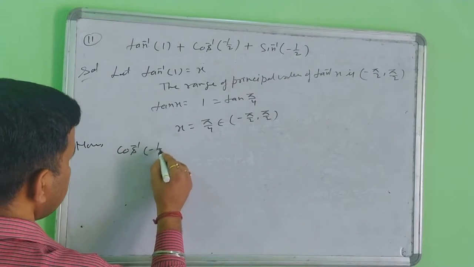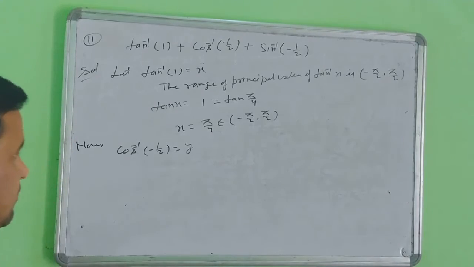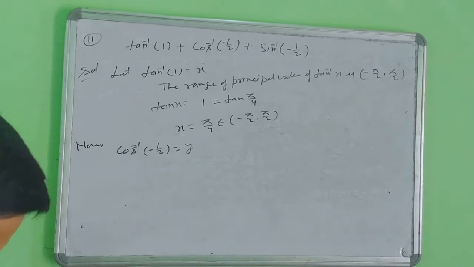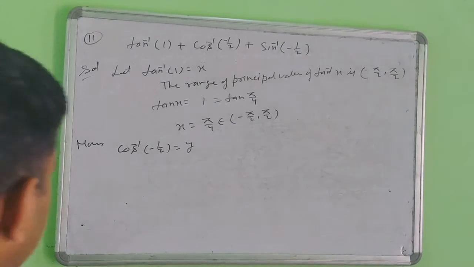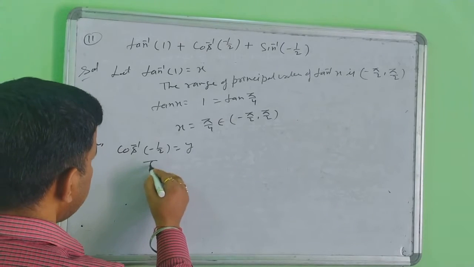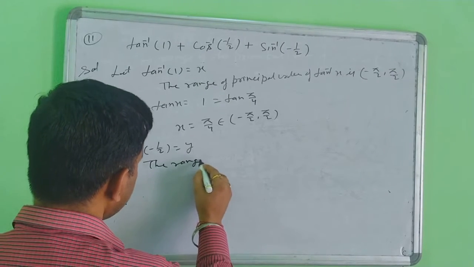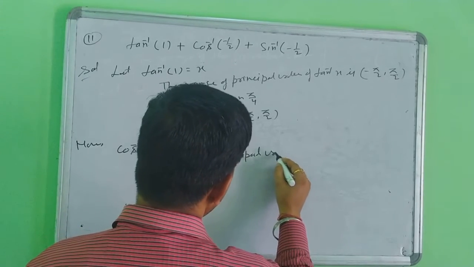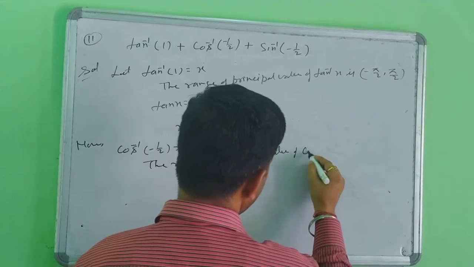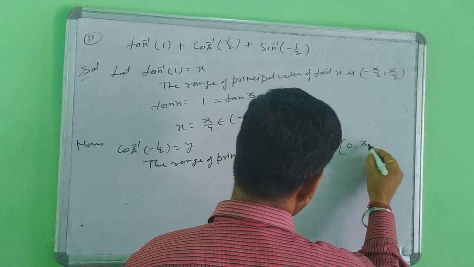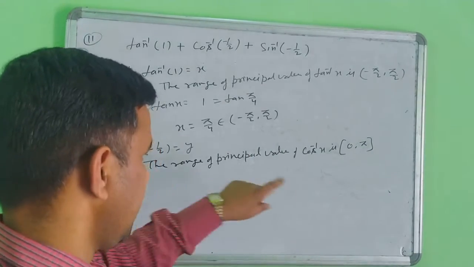Second thing, similarly you will find this value also. Now cos inverse minus 1 by 2 equals y. Then what is the range? You will write here that the range of the principal value of cos inverse x is the closed interval 0 to pi. This is the range of cos inverse x.